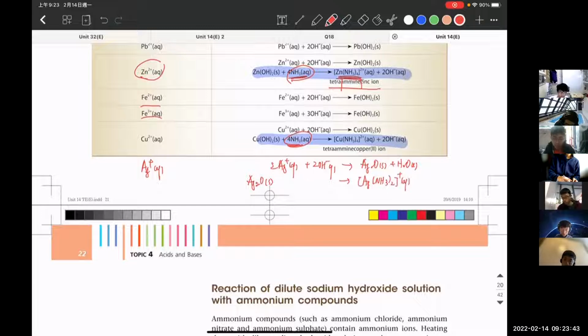Now, very special. For silver ion, it will react with hydroxide to form silver(I) oxide, while the silver oxide will form a complex. We'll call that tetramine. It's not tetramine, it's diammine: diammine silver ion, or diammine silver(I) ion.